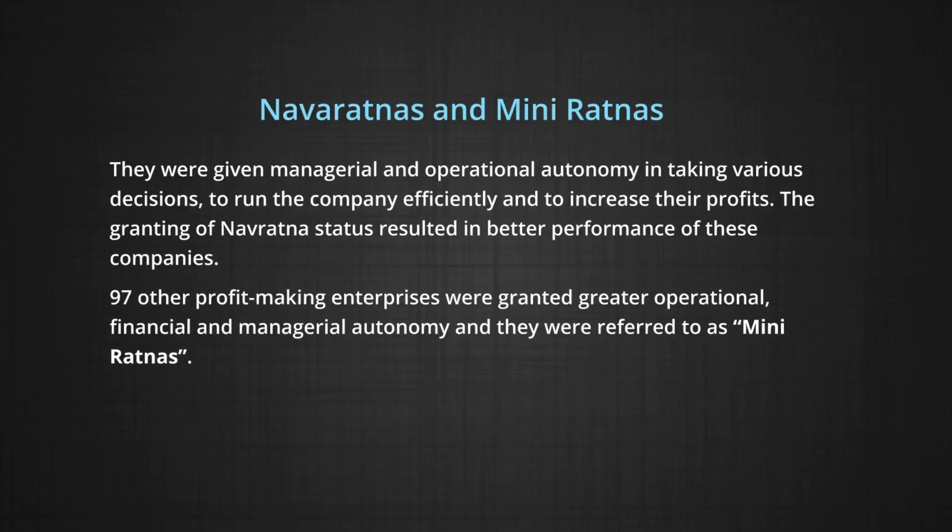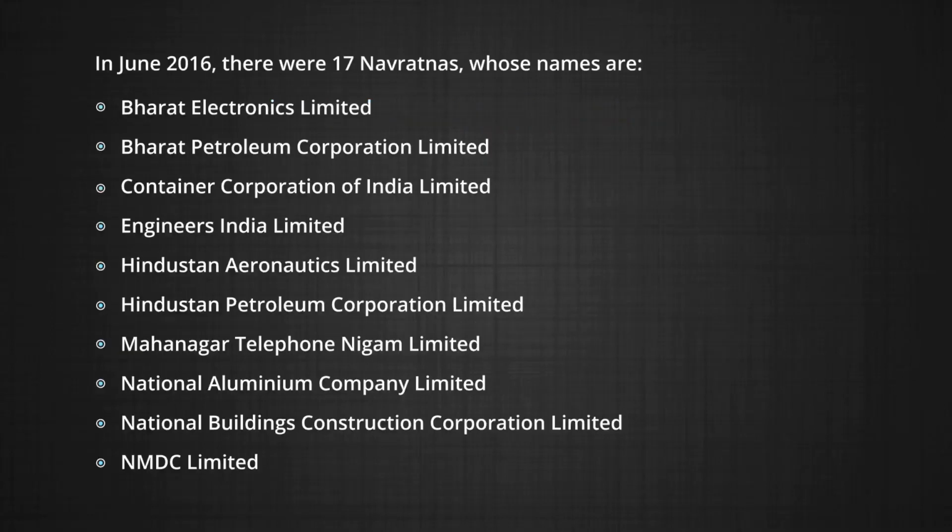Apart from this, 97 other profit making enterprises were granted greater operational, financial and managerial autonomy, and they were referred to as Mini Ratnas. In June 2016, there were 17 Navaratnas, which are listed.